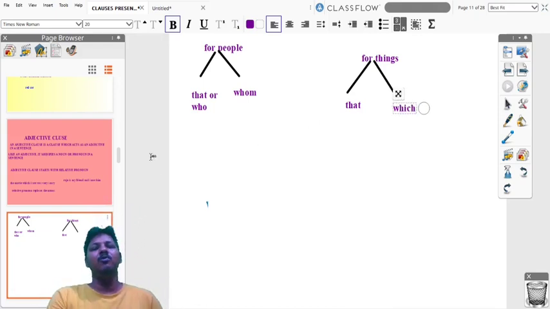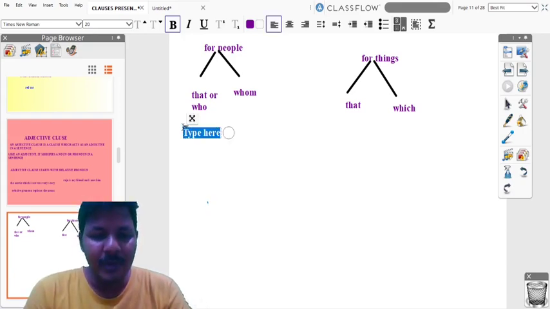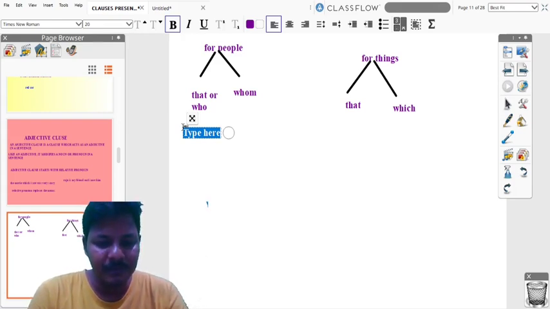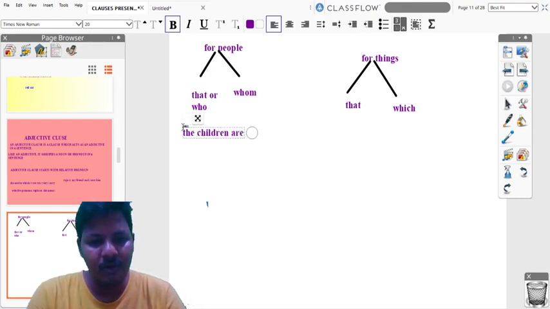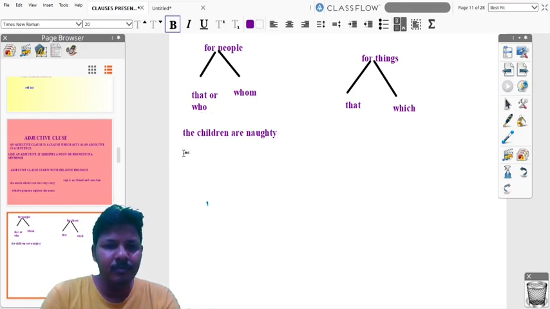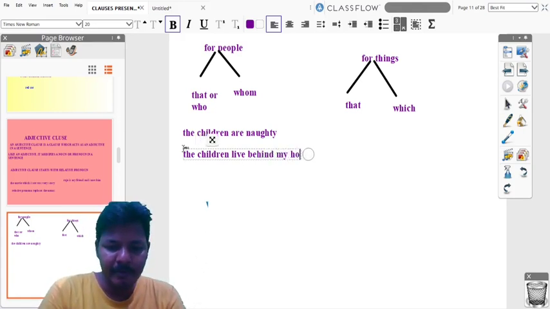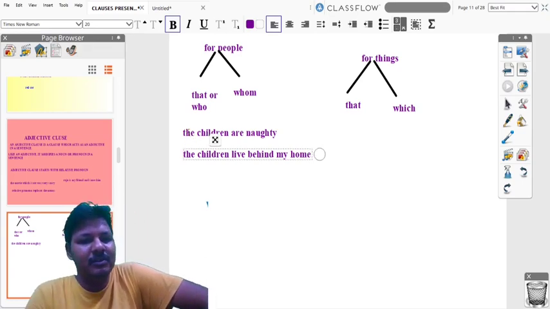So now we will see how we construct the adjective clauses, friends. Let me give an example. For example, the children are naughty. So is it true all children are naughty, friends? No, friends, not all children are naughty. So I need to specify which children are naughty. The children live behind my home. So these are two sentences, friends.